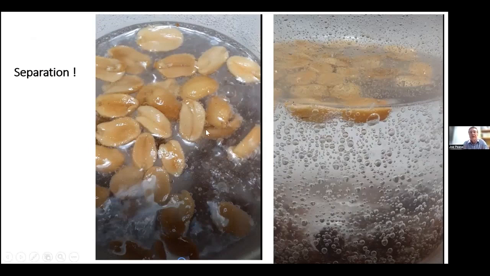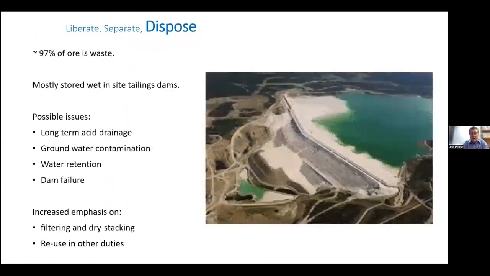Now, in real flotation in plants, the particles are much, much finer than the bubbles, but the principle is the same. They get buoyancy from the air. Okay, so we've liberated the minerals, we've floated them to separate them. Now we have to dispose of the 97% of the ore that isn't valuable.